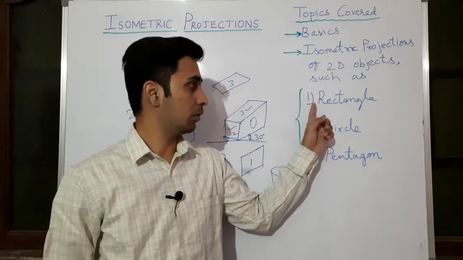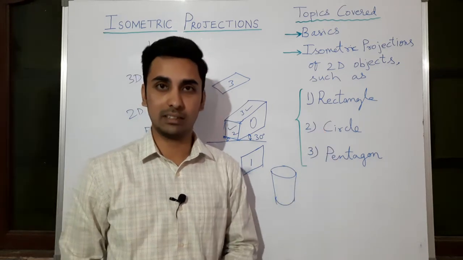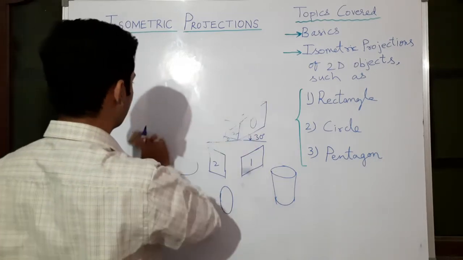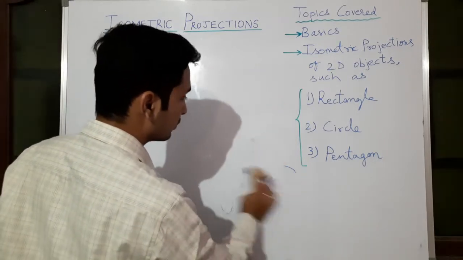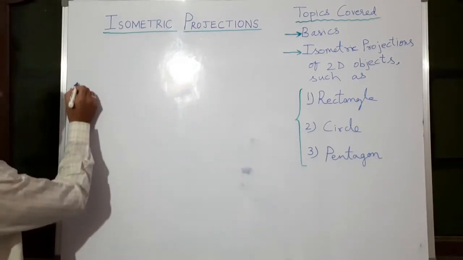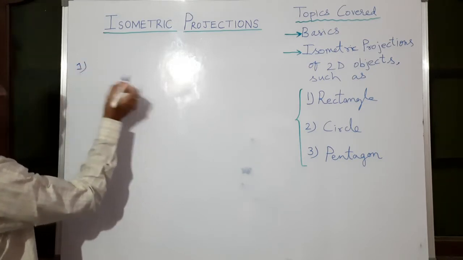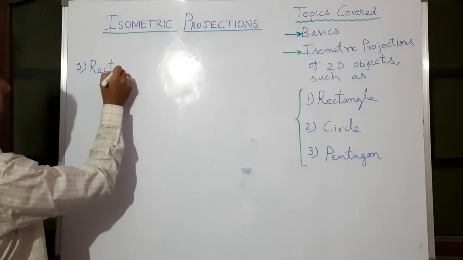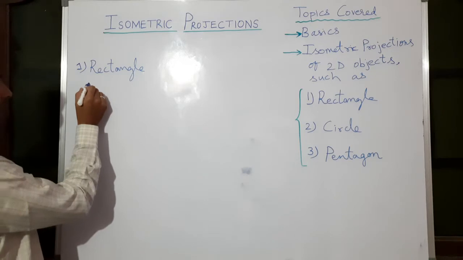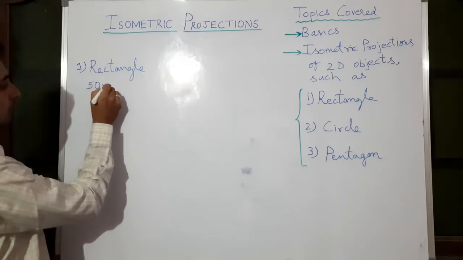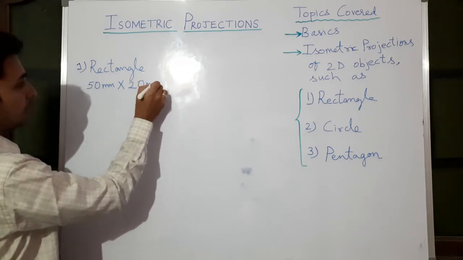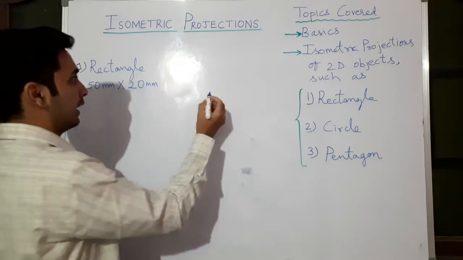In this video we will talk about how to draw rectangle, circle and pentagon. Okay, let us start with the rectangle. So now I am going with rectangle number 1. Imagine a rectangle of size 50 mm by 20 mm.